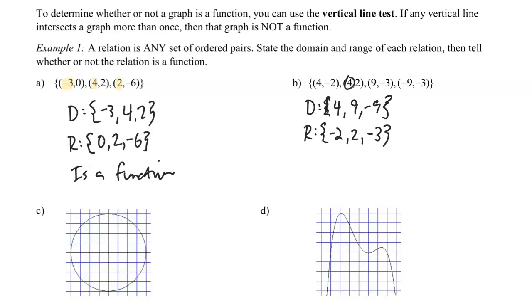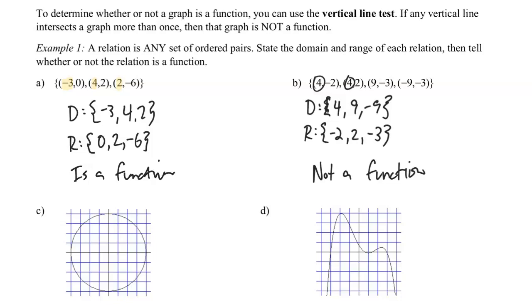Now, when we discuss whether or not this is a function, we look at the domain and see, are there any values in the domain that repeat? And since we see this value of 4 that repeats, we can say confidently that this is not a function. It is a relation because it's a set of ordered pairs, but it is not a function because one of the x values repeats itself.